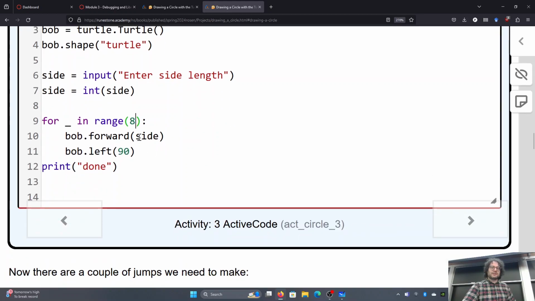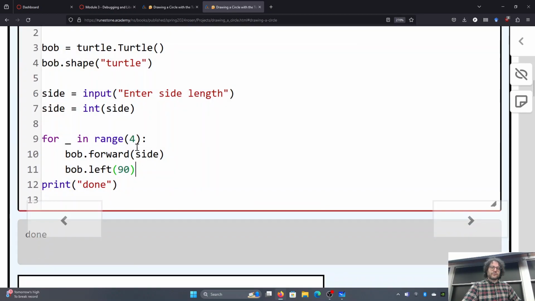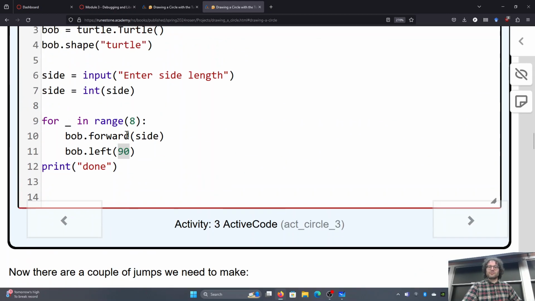Next thing we need to do is change the angle, right? Also, the other way to think about it is I need to draw 8 sides, which means I need to physically draw 8 straight lines. So side length, that's not going to change because we know how big each side is. And the amount of turns, well, I'm doubling the amount of turns I need to make, which means that I need each turn to be half the amount. 45. So go to 45.